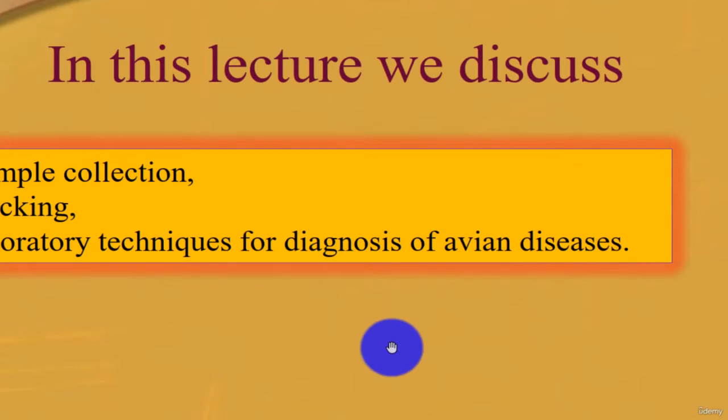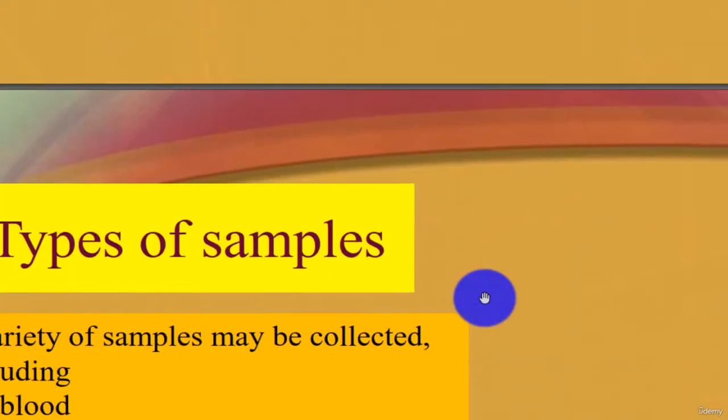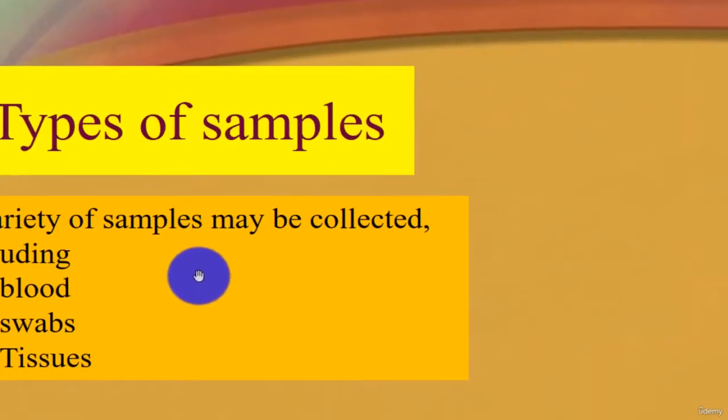In this lecture, we discuss the sample collection, packaging, and laboratory techniques for diagnosis of avian diseases. Types of samples: a variety of samples may be collected, including blood, swabs, and tissues.